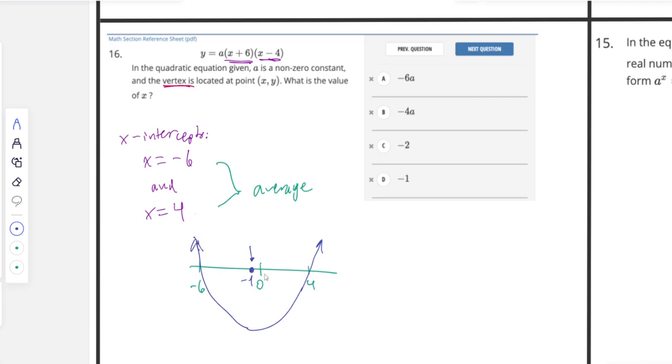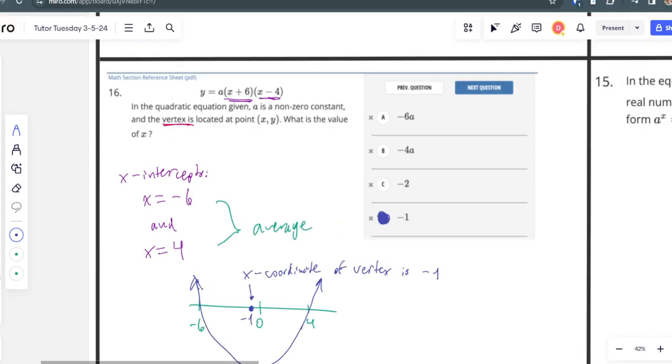So the x-coordinate of the vertex should be at negative 1. That looks like answer choice D. Yeah, the SAT might ask you to do something like this. But if you really have no idea, you can also plot it out in Desmos.